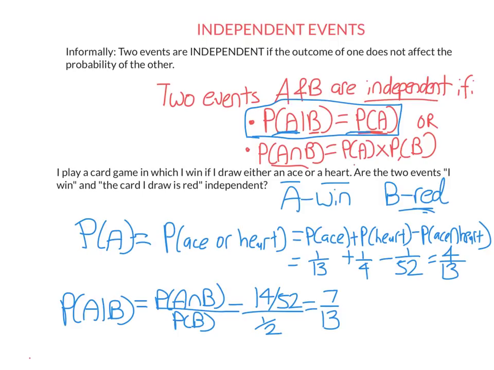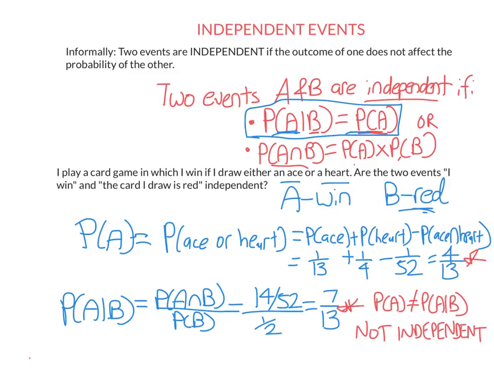So the probability that I win is 4 over 13. The probability I win if I know the card I drew is red is 7 over 13. These are not equal. Probability of A does not equal the probability of A given B, and so we conclude that they are not independent. And that makes sense, because the card being red increases my chances of winning. I'm more likely to win with a red card than a black card. So the card being red and me winning are not independent.